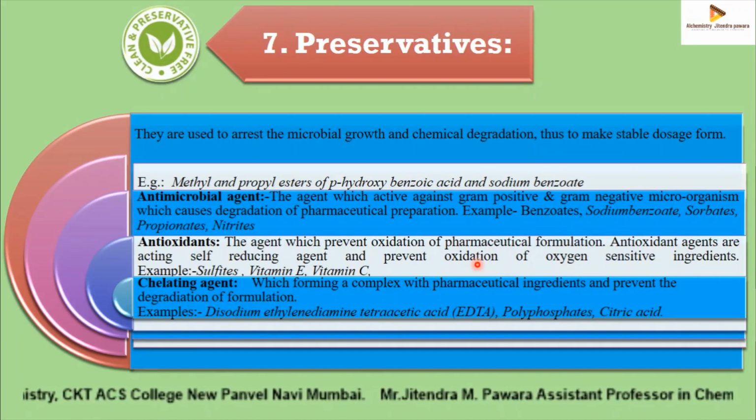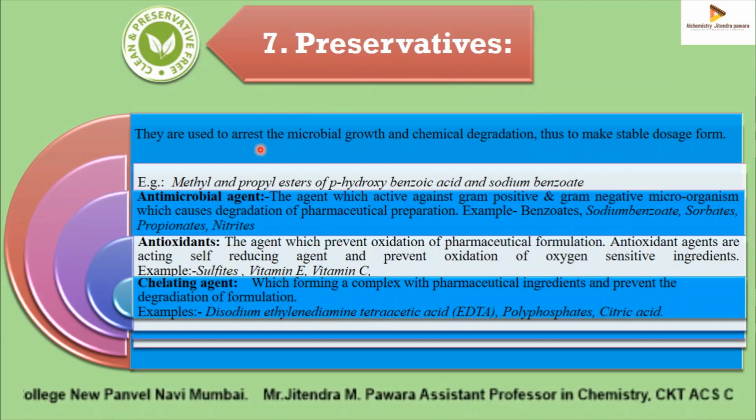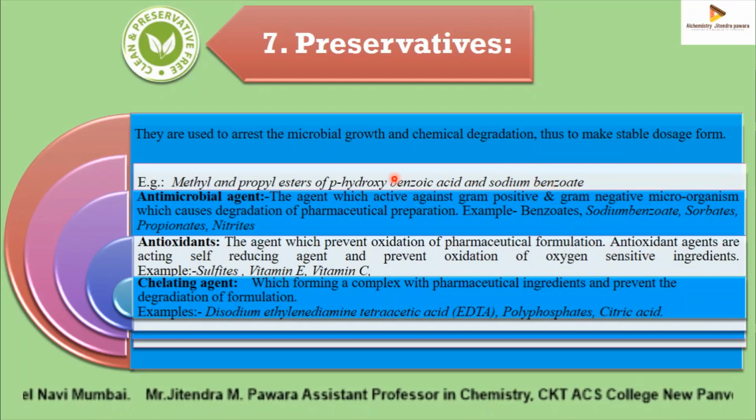The next point is preservatives. They are used to arrest the biological growth and chemical degradation, thus to make a stable dosage form. The role of preservative is it is used to arrest the microbial growth and chemical degradation of the drug to make a stable dosage form. Examples are methyl and propyl esters of para-hydroxybenzoic acid and sodium benzoate. So these are the examples of preservatives which are used to arrest the microbial growth and chemical degradation of drug, so that we can make the stable dosage form.